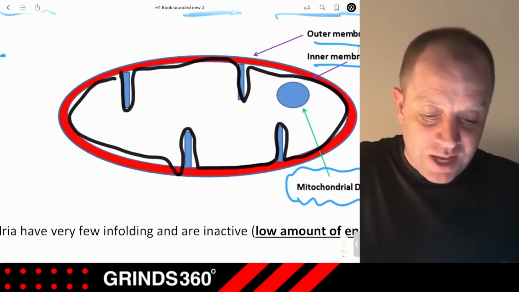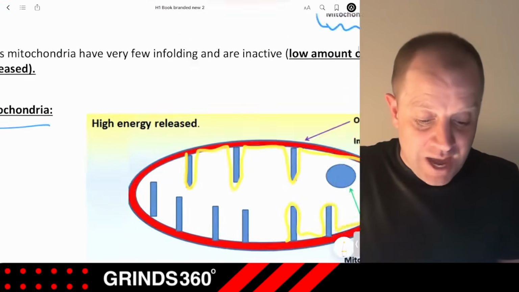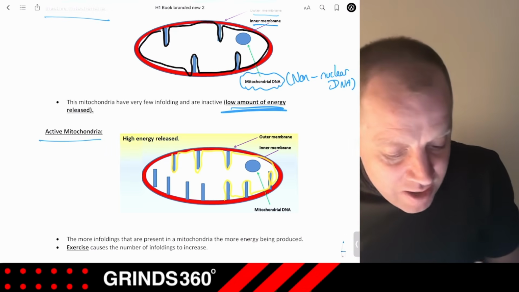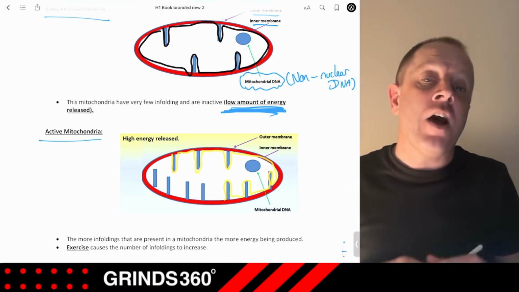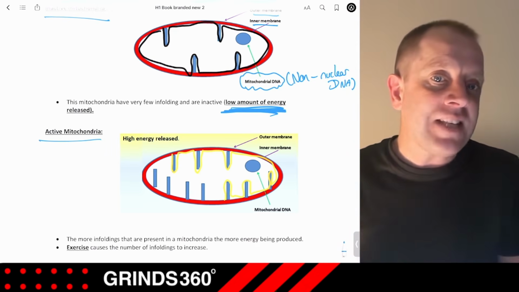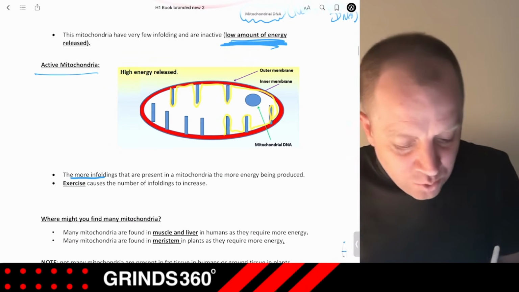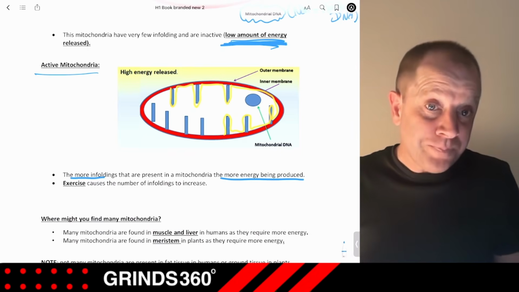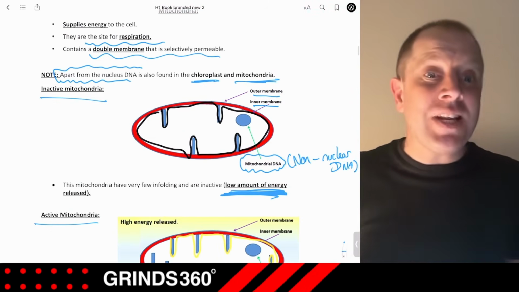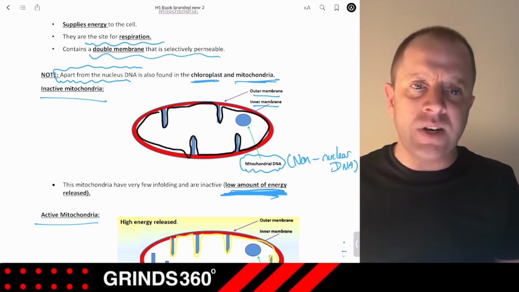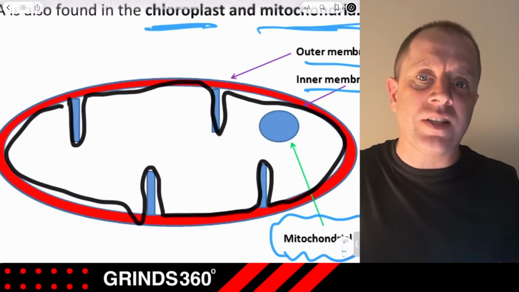You need to be able to identify an inactive mitochondria and an active mitochondria by looking at the amount of infoldings. So look, if there's very few infoldings in the inner membrane, then less energy is released. But if you've got a lot of infoldings, then you're going to have a lot more energy produced. Now, if you're having a really lazy day and you're sitting on the sofa and you say, God, I've done nothing all day and I still feel really tired, it's because your mitochondria look like this.